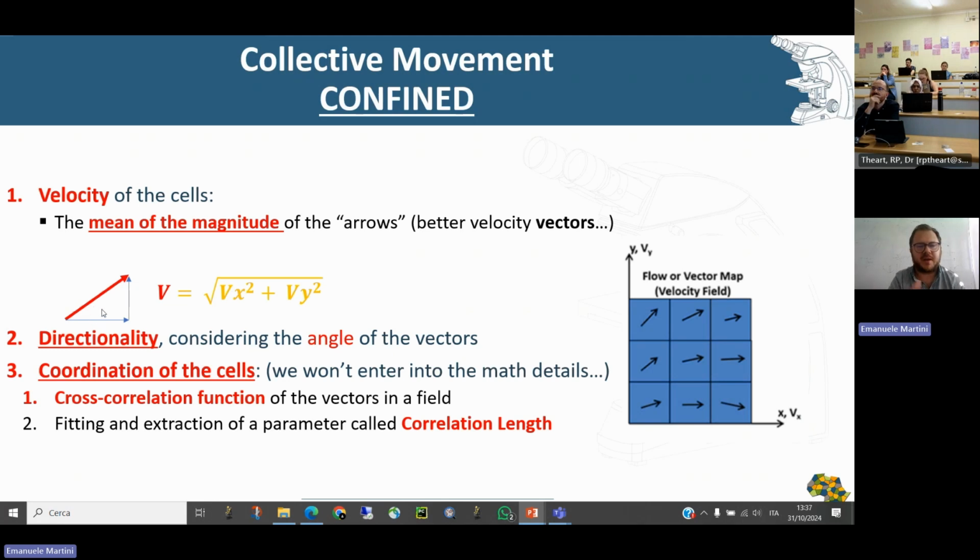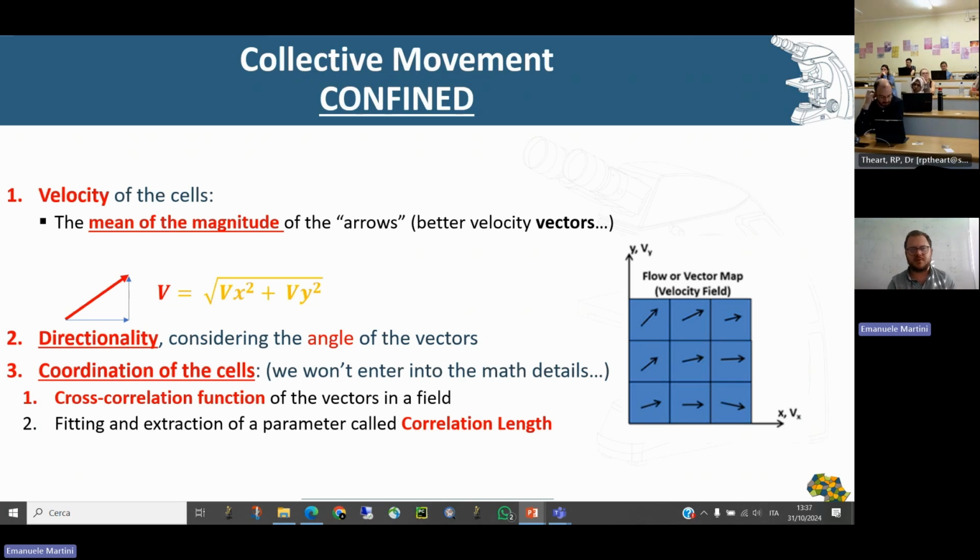So you can calculate if they are moving all in the same way, or if there is more variability in the direction, if they move all fast, but all of them go where they want, or if they move slow, but all of them in the same direction. And then there is something a little bit more complicated, and I really don't want to enter into the math details of it, but there are ways to calculate for how long the cells move in the same way.